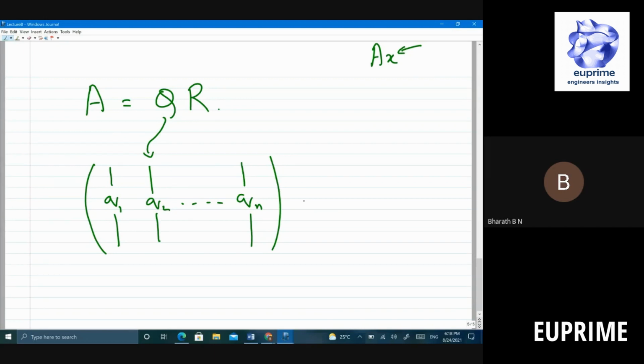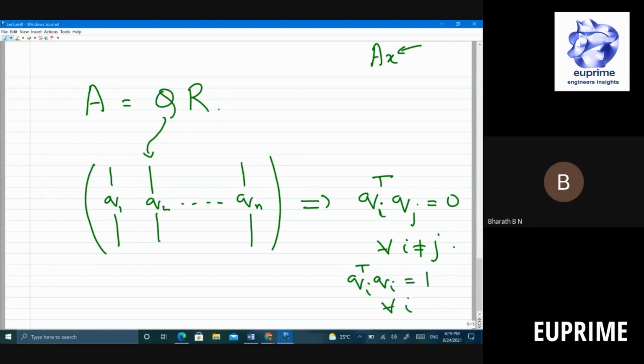If you look at, for example, Qi transpose Qj, that means you look at the dot product, the inner product, of two columns. It will be 0 for all i not equal to j. You take any two different columns and take the inner product, you will get 0. That means they are orthogonal, right? So of course Qi transpose Qi is 1 for all i. That means Q1 transpose Q1 is 1 because we have orthonormalized, right?